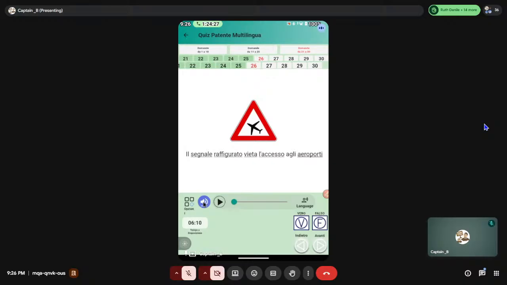Il segnale raffigurato vieta l'accesso agli aeroporti. Vero. So this sign is referring to, it forbids the access of aeroplanes. Now, do you want to go back to the plane? No, passo.